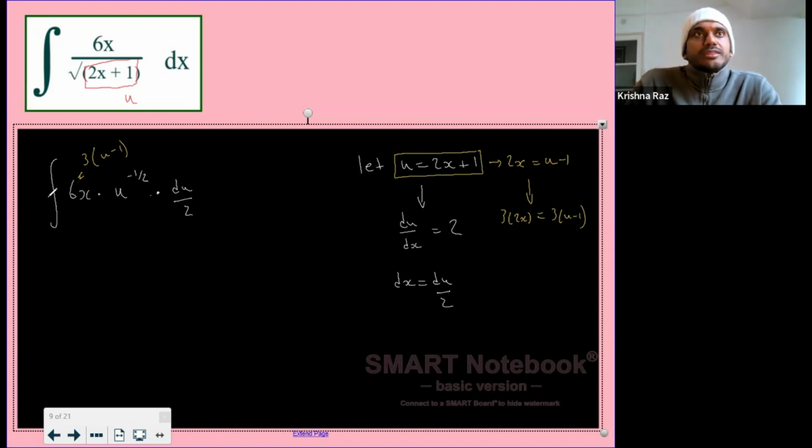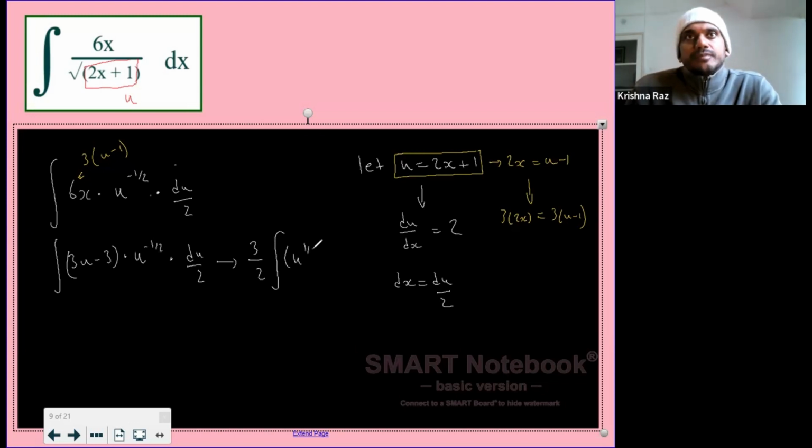So if we rewrite the integral, we have the integral of 3u minus 3 times u to the minus a half times du over 2. How have we simplified? I'm going to take 3 over 2 out of the equation. So I've got u minus 1 times u to the minus a half. So u times u to the minus half is u to the half. And 1 times u to the minus a half is u to the minus half.